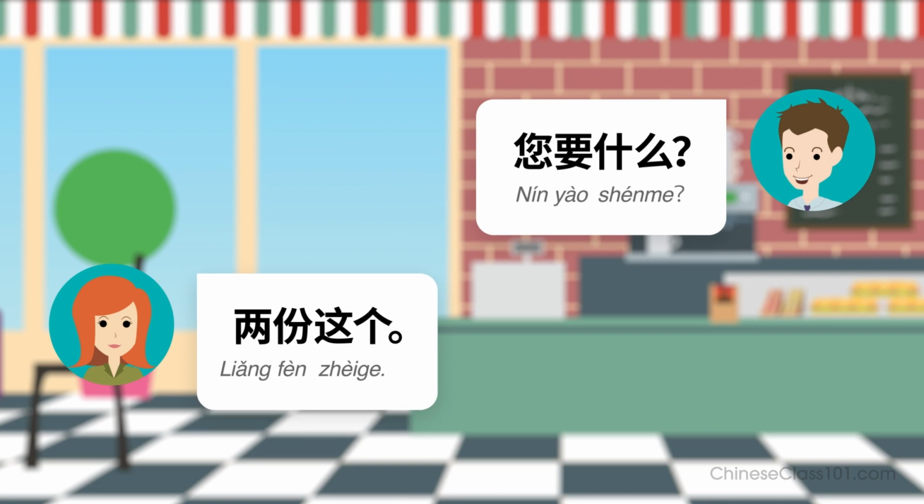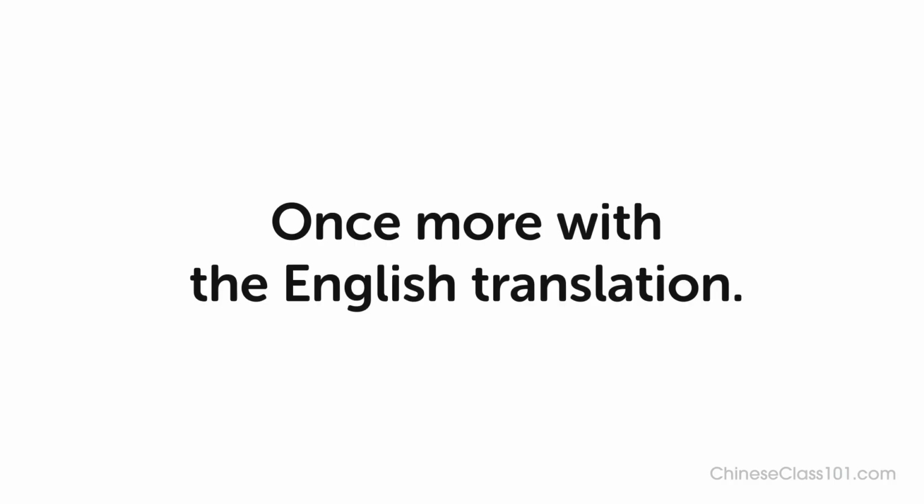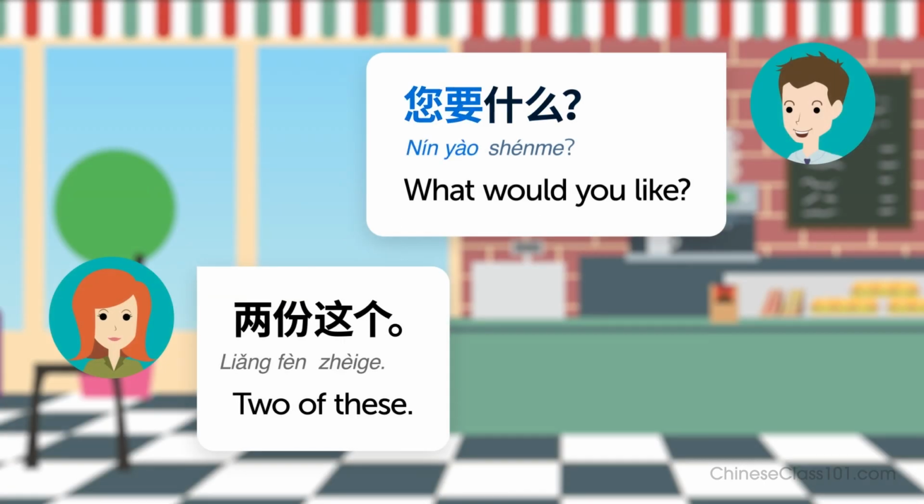Ready? 您要什么? 两份这个. Once more with the English translation. 您要什么? What would you like? 两份这个. Two of these.